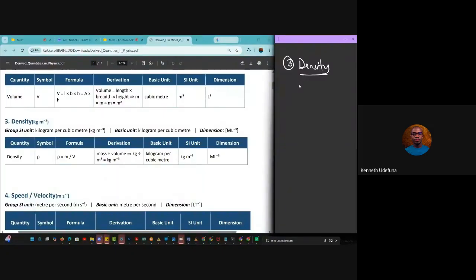You remember the steps. Step 1, what are we talking about? We talk about the quantity. What quantity are we talking about? Density. And how do we represent density? I said rho. Step 2, you talk about the formula. So what's the formula for density? Rho is equal to what? Mass over volume. Remember, that's the second step. Then step 3, from the formula, you're going to derive your SI unit.